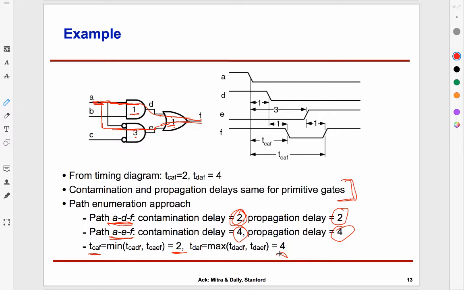The other two signals, B and C, just have one path, so we don't have to worry about it. But nevertheless, what do you think is the contamination delay of B to F? From B to F, what is the contamination delay? 2. It's going through the top AND gate and the OR gate. What about propagation delay? 2, right? Because it's a single path. What about C? What's the contamination delay?